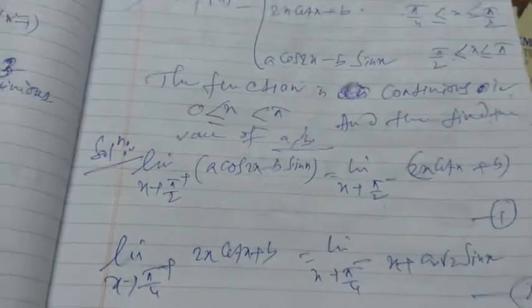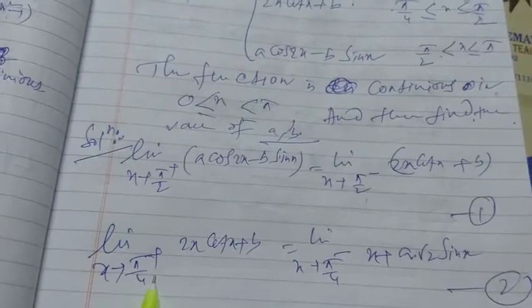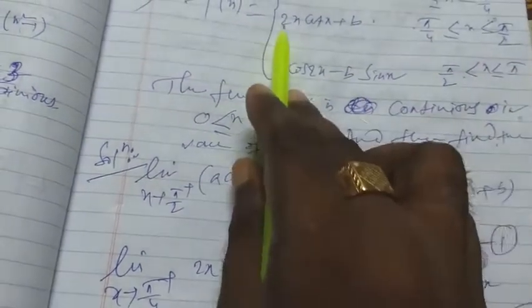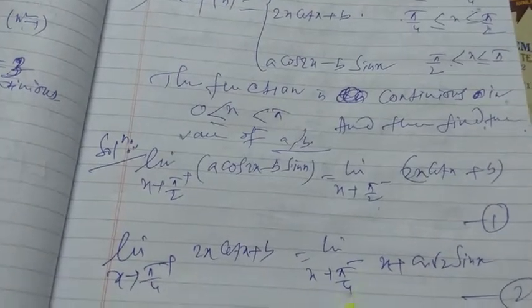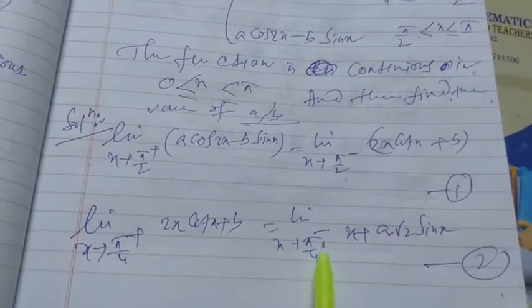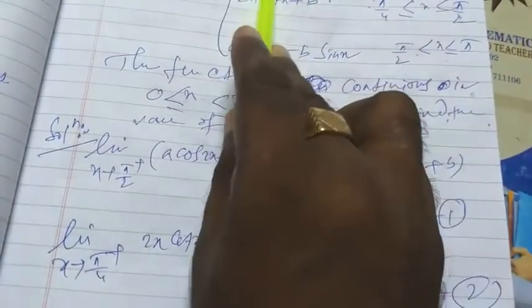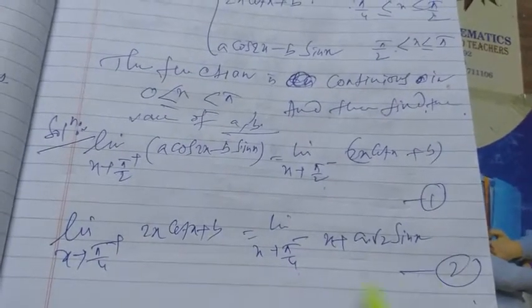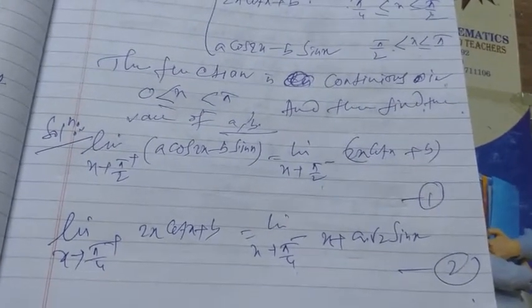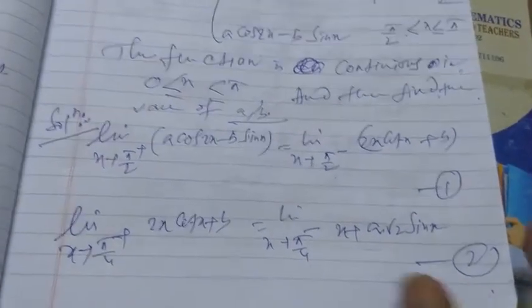And also we take the point x equal to pi by 4 plus, which means more than pi by 4, 2x cot x plus b, with the limit as x tends to pi by 4 minus. Pi by 4 minus means less than pi by 4, so here it is less than pi by 4, the first function, x plus a root 2 into sin x. And I apply the limit theorem, putting pi by 4 in all of these, then we get the two equations in a and b. Solve these two equations for a and b, so we get the answer. Okay. Thank you.